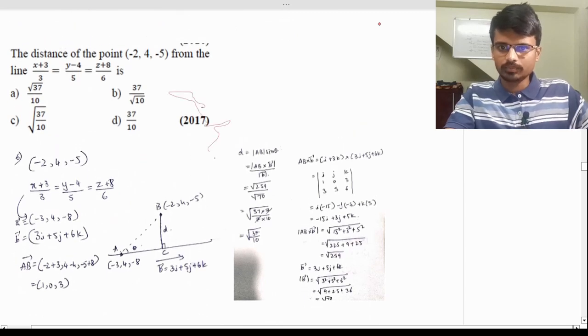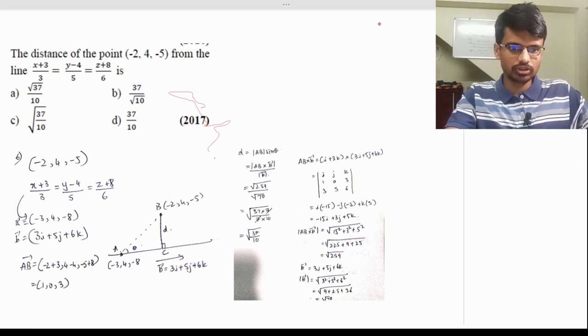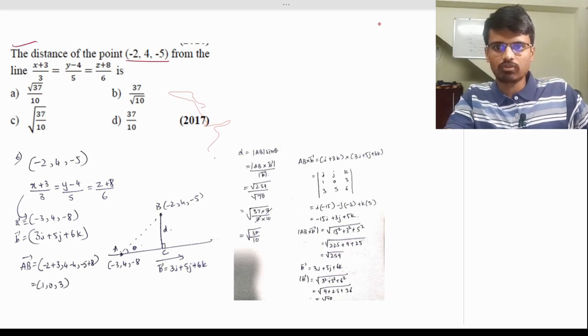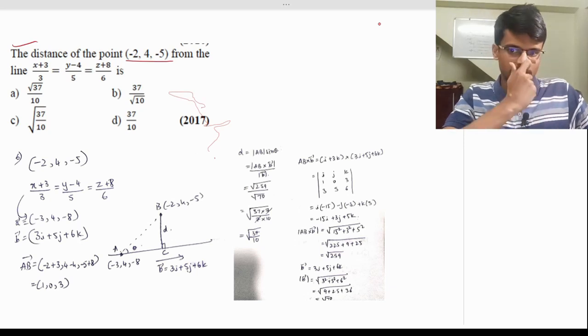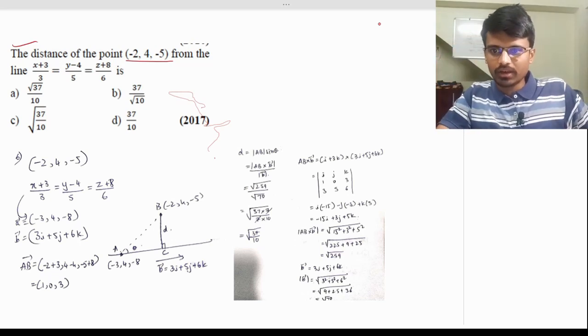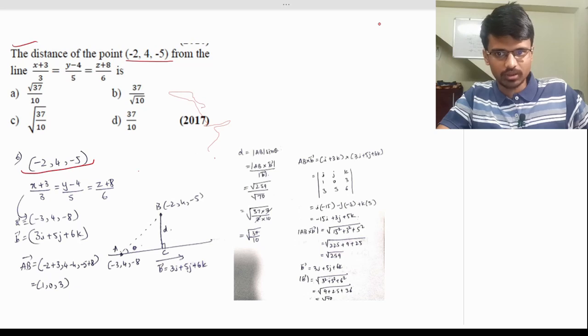Here I have tried to solve this in a faster way. Actually, I have written down each of the steps. So this question might look lengthy, but this can be solved maybe in 1 minute 20 seconds or 1 minute 30 seconds. Okay, easy. So what they are asking us is the distance of the point minus 2 comma 4 comma minus 5 from the line. So from the given data, let's extract whatever things we have got. We have got this point, minus 2 comma 4 comma minus 5, and the equation of the line they have given.